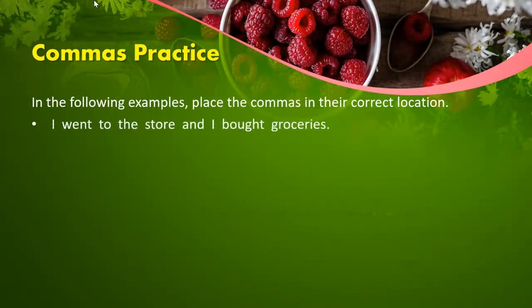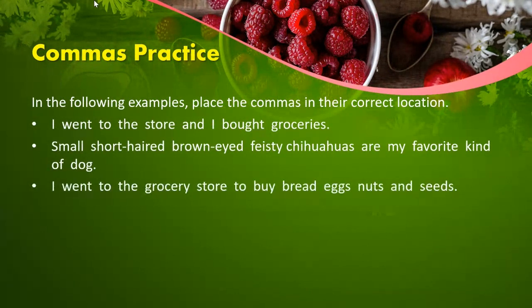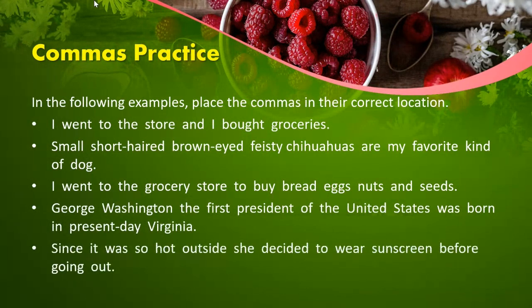Now let's practice placing commas in their correct location for the following examples. I went to the store and I bought groceries. Small short-haired brown-eyed feisty chihuahuas are my favorite kind of dog. I went to the grocery store to buy bread, eggs, nuts, and seeds. George Washington, the first president of the United States, was born in present-day Virginia. Since it was so hot outside, she decided to wear sunscreen before going out. You can pause the video at this time to work on these examples.